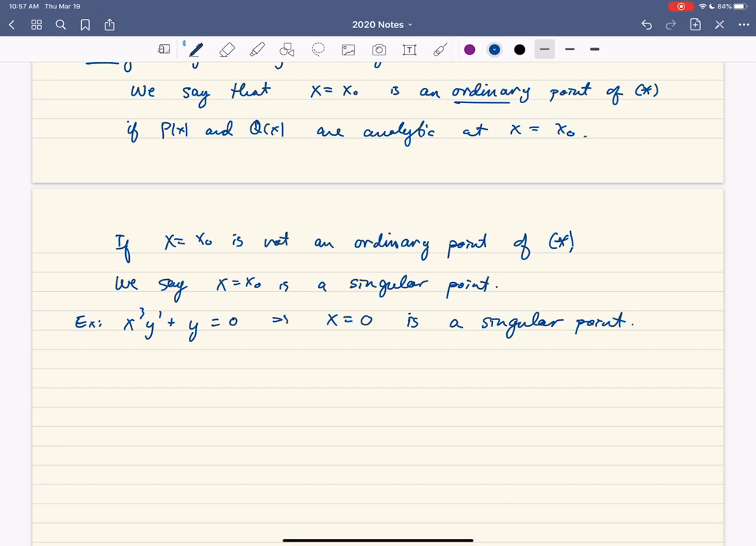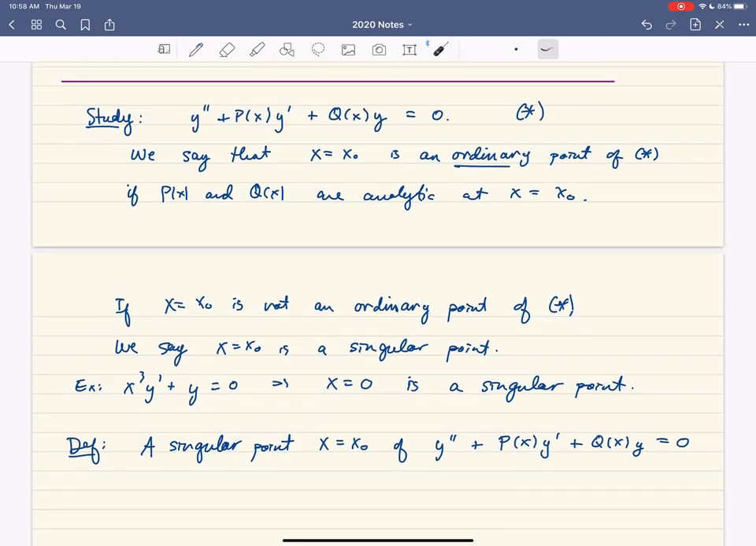Now, there's a little caveat that I want to explain here. One last definition. It turns out some singular points still work well with the power series method, and that's what I want to explain now. So a singular point, x equals x naught, is called a regular singular point. Remember that this is a singular point of the differential equation y double prime plus p of x y prime plus q of x y equals 0.